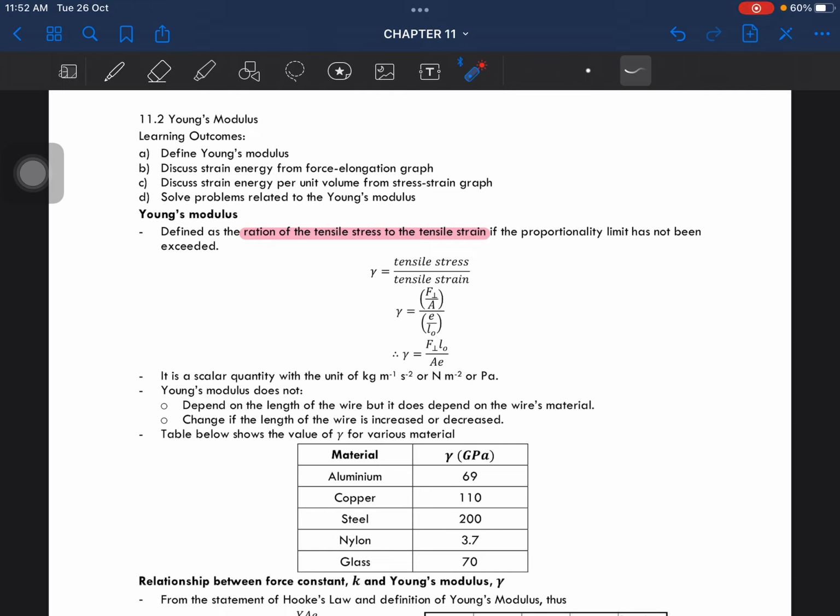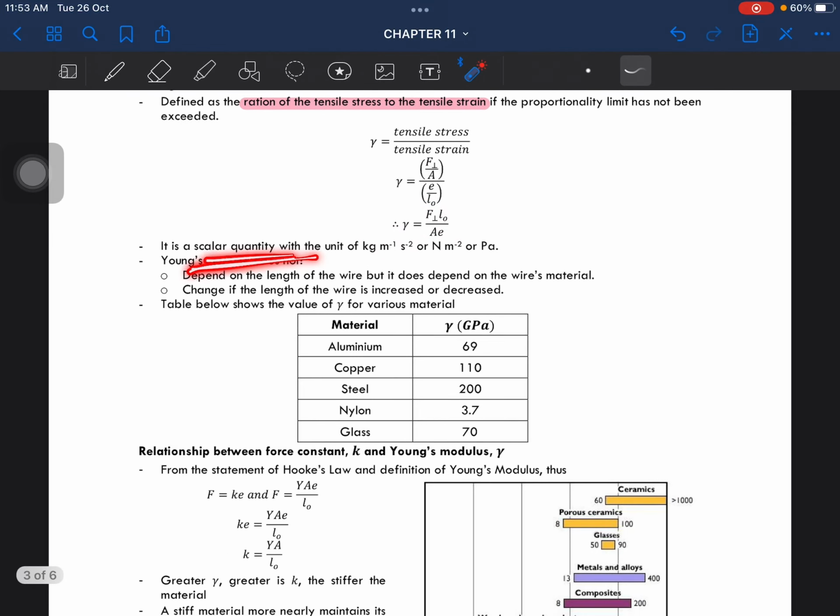Okay, so Young's modulus symbol is gamma, and then the formula is shown here lah. Okay, where tensile stress is just the perpendicular force over the cross-sectional area, and then tensile strain is the elongation over the original length. Okay, so rearrange that, you then get the formula for Young's modulus. So this is a scalar quantity with the unit of kilogram per meter second square, or Newton per meter square, or Pascal.